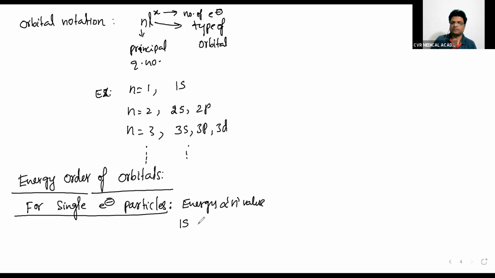That means 1s has a lower value than 2s, which is equal to 2p. Then 3s, 3p, 3d, 4s, 4p, 4d, 4f, like this. If the n value is the same, energy will be the same. All the electrons present in a given main energy level will have the same energy for single electron particles. That means 1s is taken as the first energy level, or the ground state. It is all similar to Bohr's model.